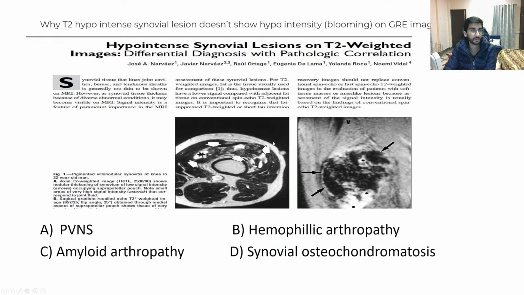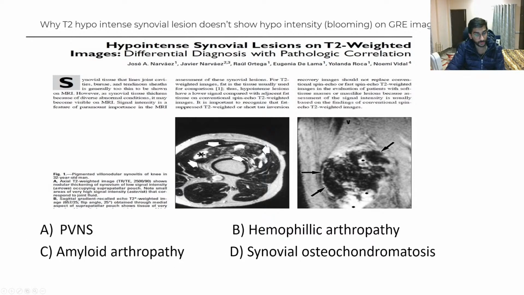So the next question was, which T2 hypointense synovial lesion doesn't show hypointensity on GR images? Very commonly you see a case where there is a hypointense lesion within the joint, synovial proliferation with hypointensity. The differentials of this T2 hypointensity include PVNS, pigmented villonodular synovitis, as in this case, amyloid arthropathy, hemophilic arthropathy, and synovial osteochondromatosis. In hemophilic arthropathy there is recurrent bleed, hemosiderin deposition, synovial proliferation. In osteochondromatosis, the synovium proliferates and there is osteochondromatous metaplasia, which also shows blooming on GR images.